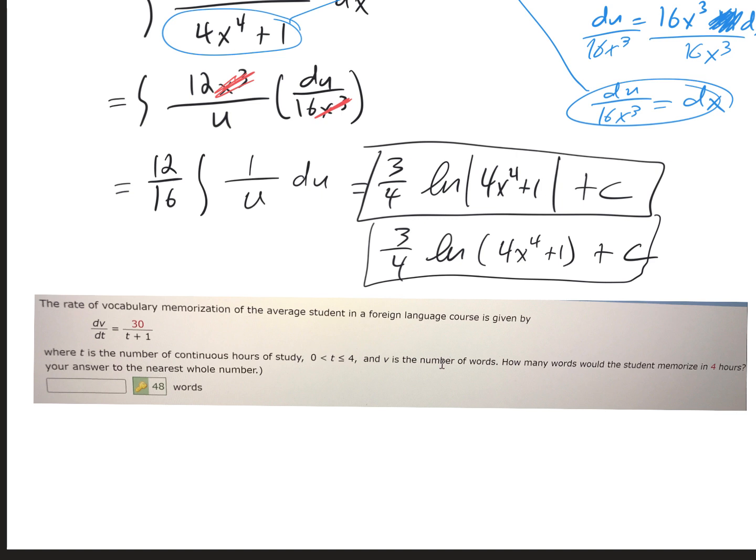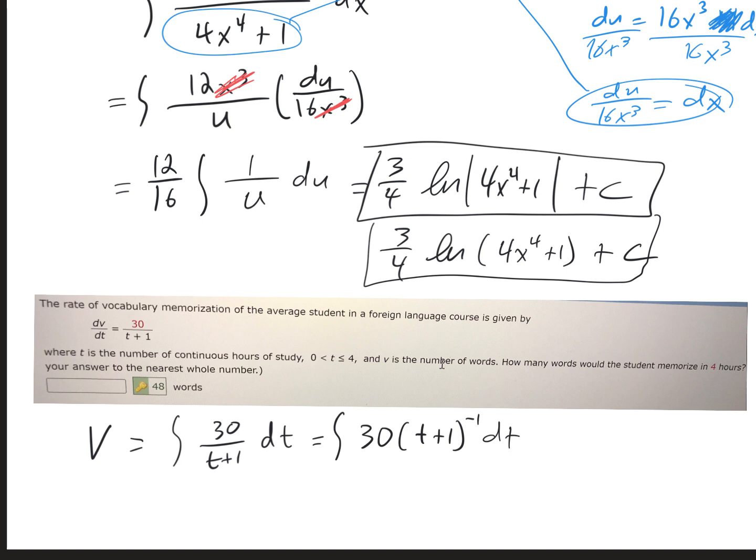So 6 words per hour at the 4th hour, but that doesn't tell me how many you've memorized in 4 hours. Okay, to answer that question, we need the original function, so v would be equal to the antiderivative of dv dt, so that's 30 over t plus 1, with respect to t. Now, there's a couple things you can do. In previous sections, what I would have done is I would have rewritten this as 30 times t plus 1 to the negative 1 dt, and maybe this is actually helpful.